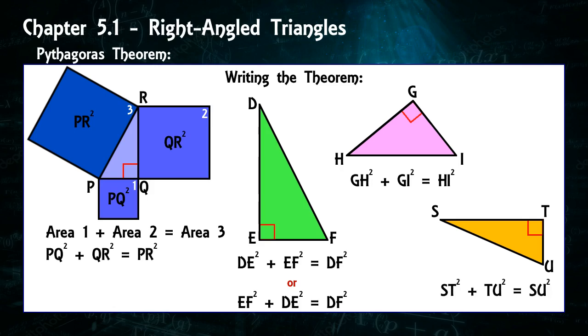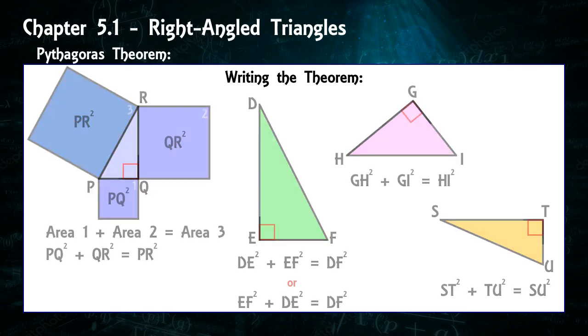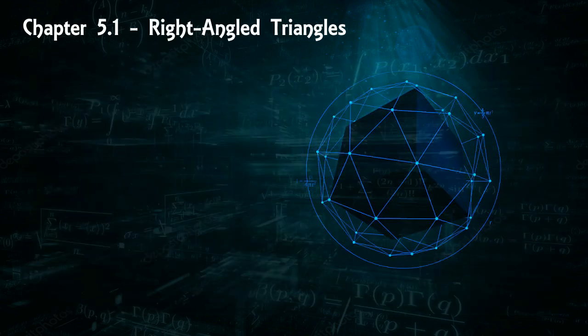And with this, we've reached the end of this paragraph. You now understand what the hypotenuse of a right angled triangle is and how to write down the Pythagoras theorem for a triangle. In the next paragraph, we'll be using the Pythagoras theorem to calculate the sides of a triangle.